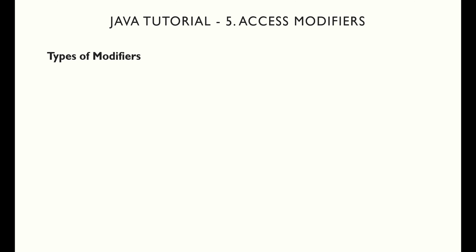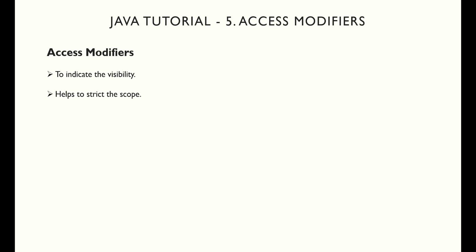In general, there are two types of modifiers in Java: access modifiers and non-access modifiers. Access modifiers are used to indicate the visibility in Java. They help to restrict the scope, thus providing security, accessibility, etc. They specify the accessibility or scope of a variable, method, constructor, or class, meaning we can change the access level of classes, constructors, methods, or variables.